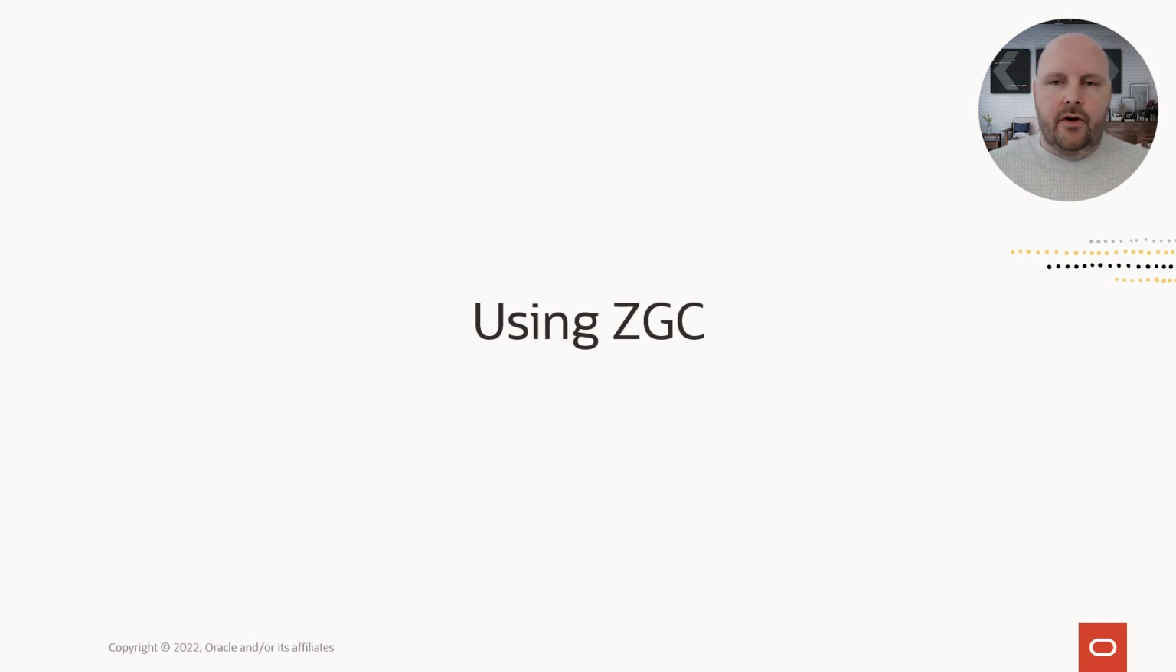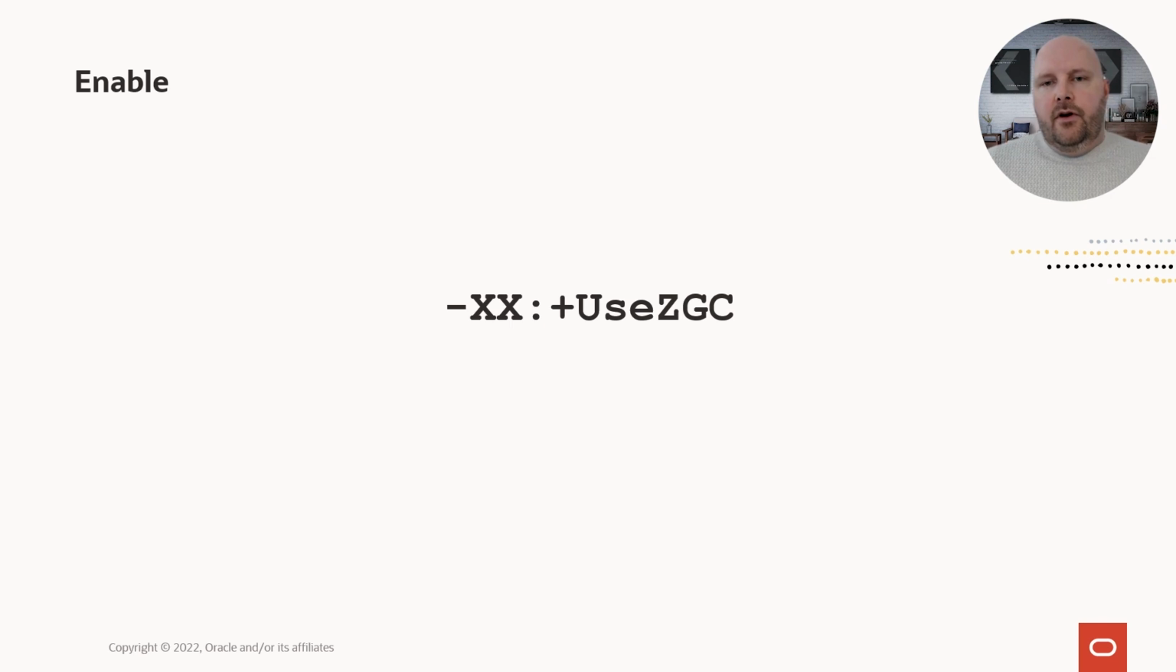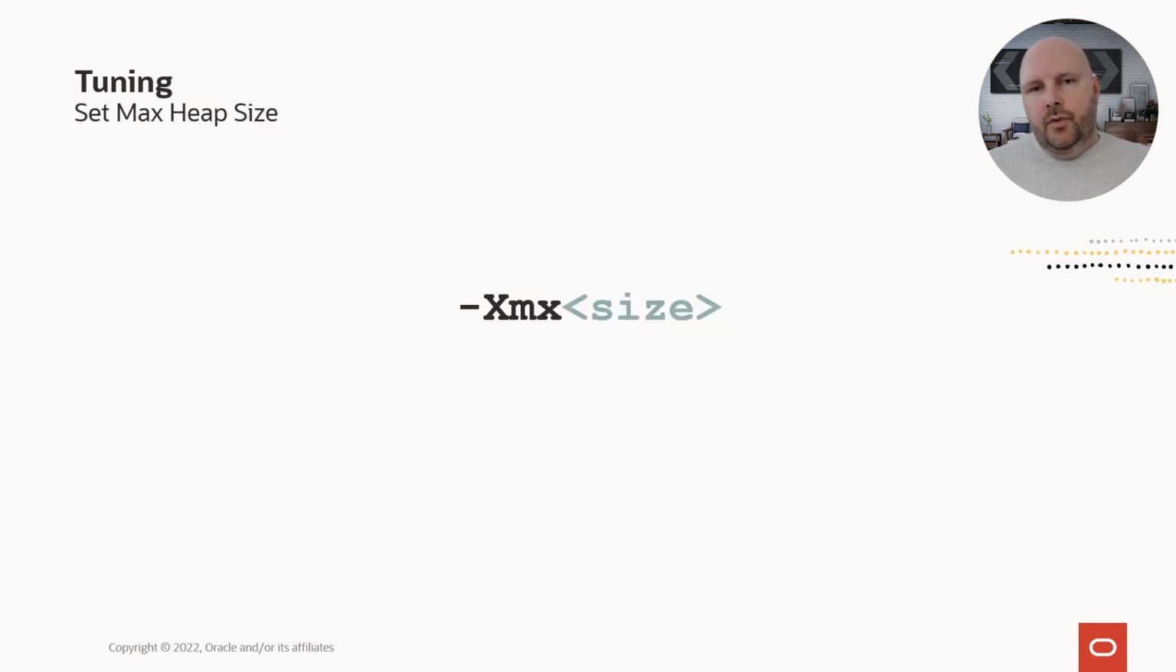Okay, a few words on using ZGC. So there's this option called UseZGC, similar to how you enable other GCs. Then we come to tuning. And as I said in the beginning, we've been working hard to try to make ZGC easy to tune. So the main tuning option you want to look at and set is the max heap size. So what should you set this to?